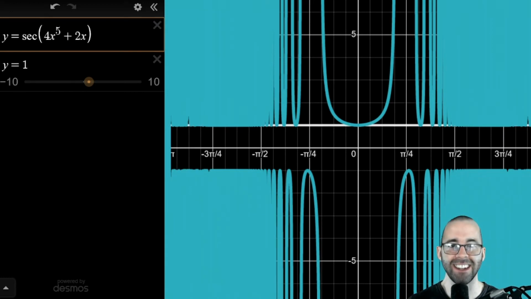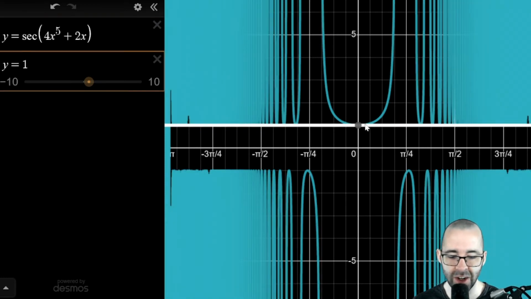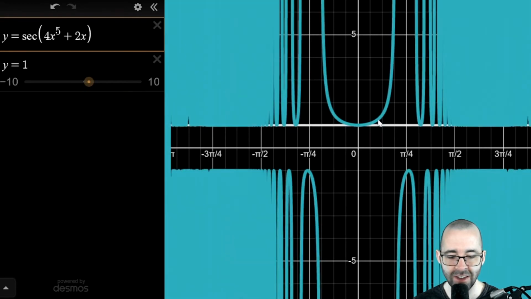And this is our tangent line. Once you get a little further away from the origin, this graph starts oscillating and having a ton of asymptotes. But yes, the tangent line at 0 is correct. Horizontal tangent line.